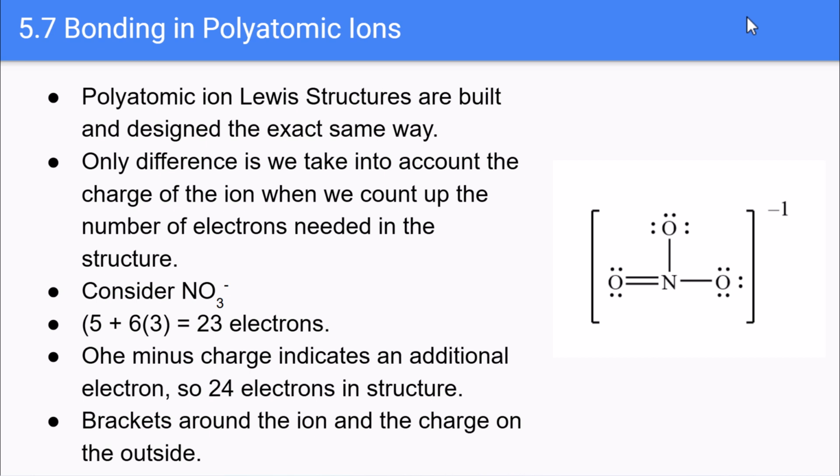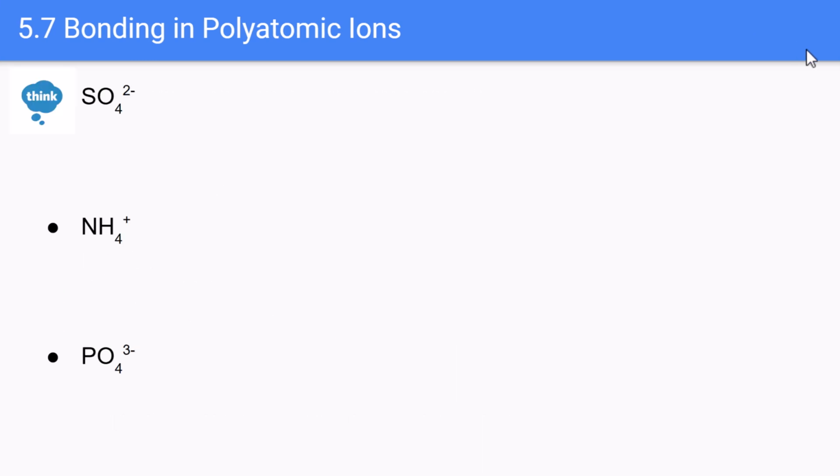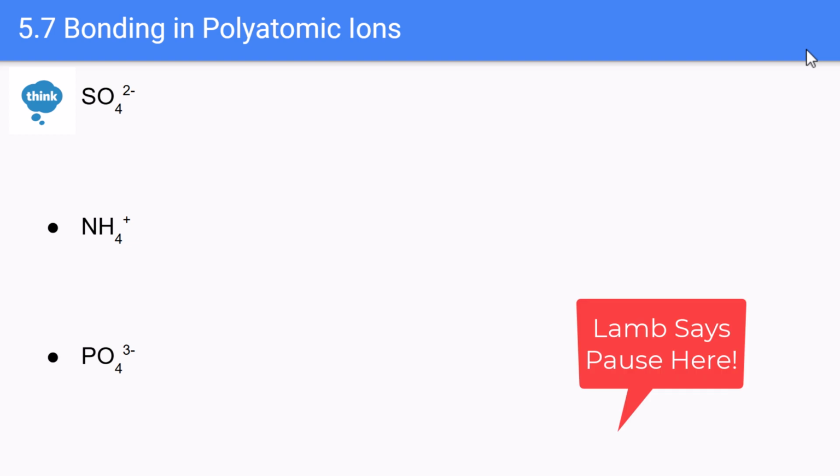So something that is a 2- charge, you're going to add 2 electrons to. A 3- charge, you're going to add 3, and so on. So let's go through and do some practice problems with these. You can see that these are the polyatomic ions that I want you to draw Lewis dot diagrams for. We'll do them together here in just a moment, but try them and practice and see what you come up with, and we'll be back in a moment.